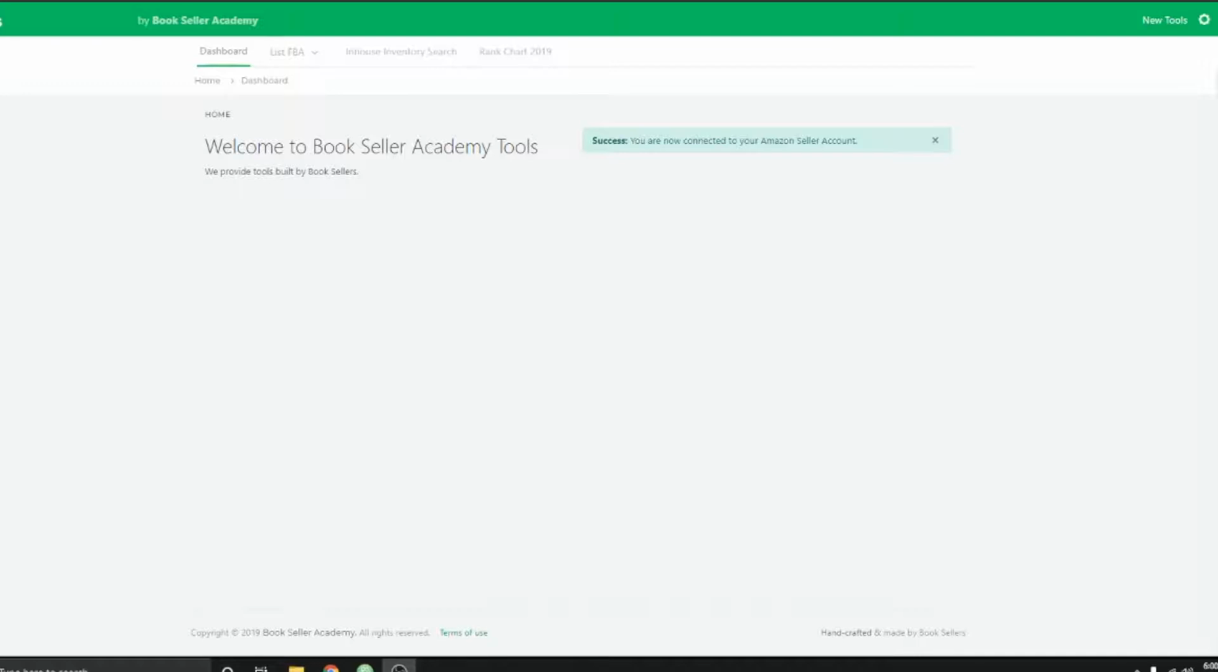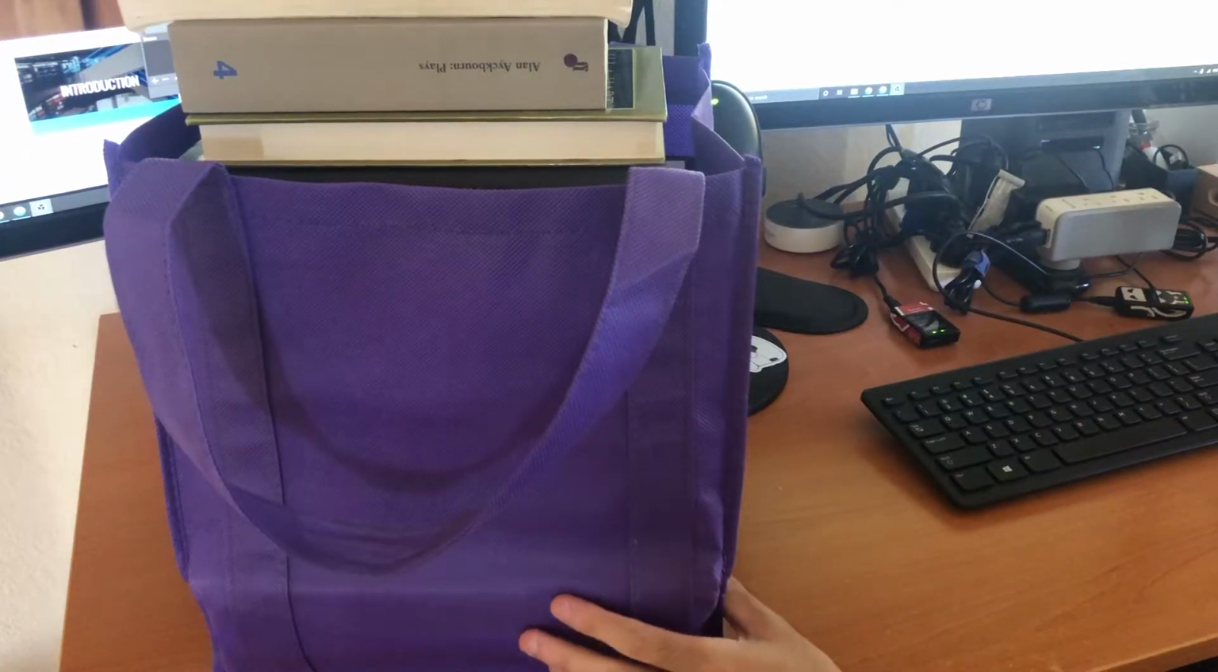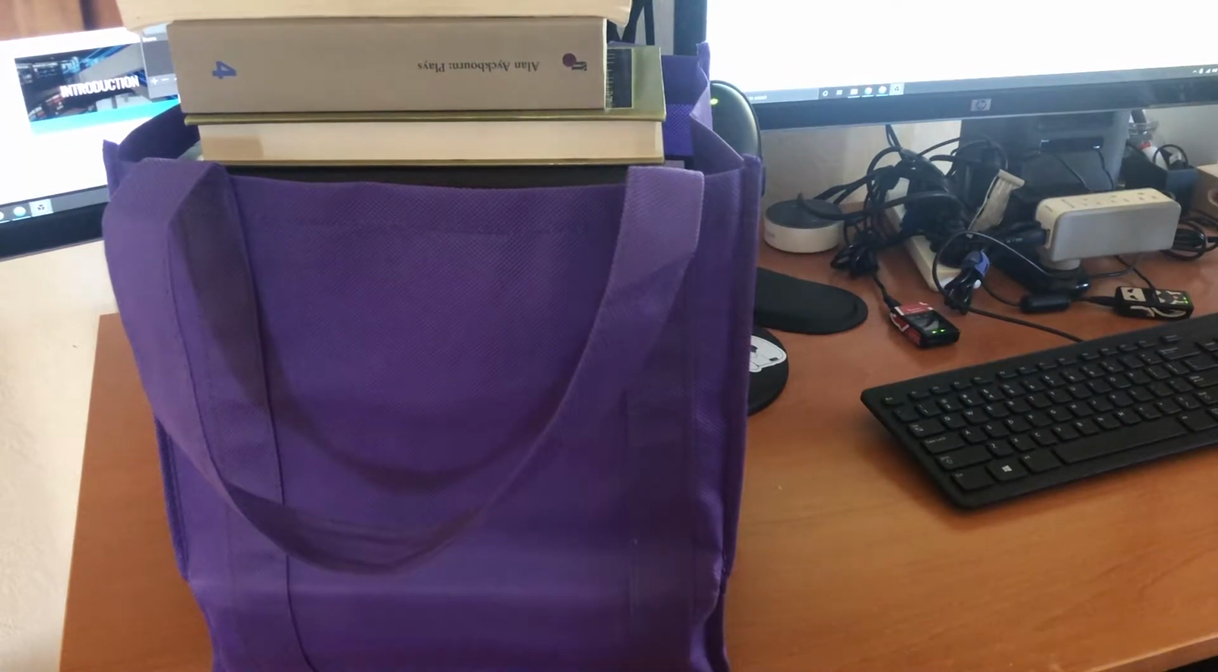Yeah, let's go ahead and get started. I'm just going to take out all the books from the bag. That way we can figure out the cost of goods, how much I paid per book.